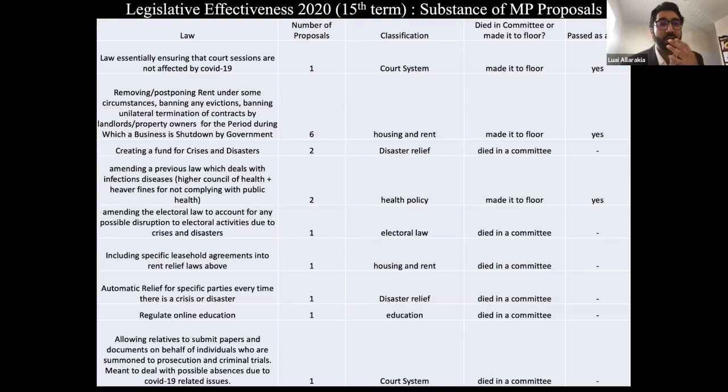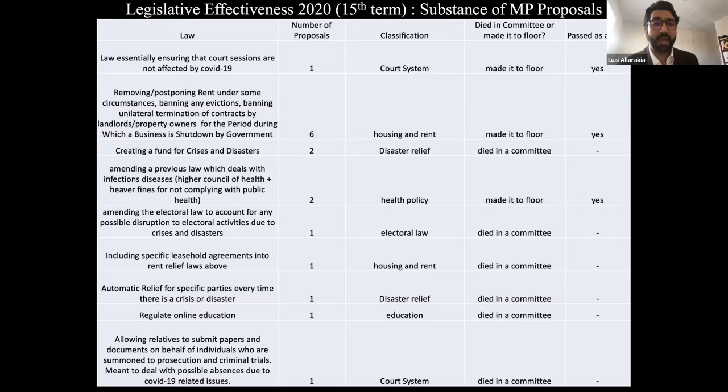Same thing with a law that ensures that civil court sessions are not affected by COVID-19. That also made it to the floor and was voted on. There were two laws on changing or amending a law that deals with infectious diseases.